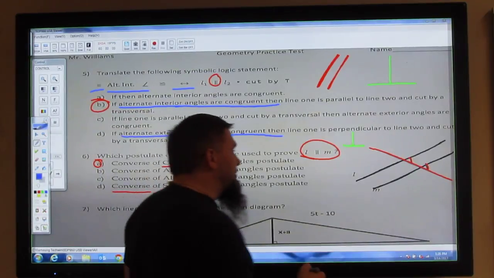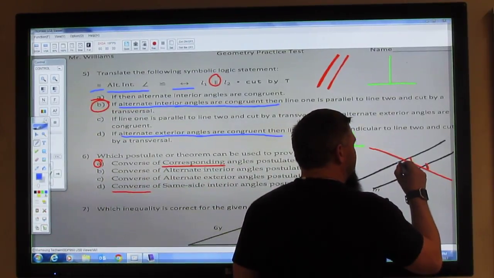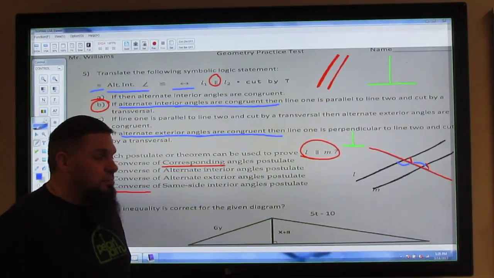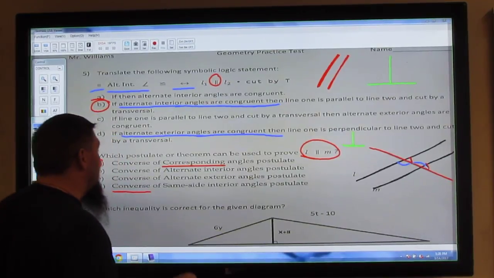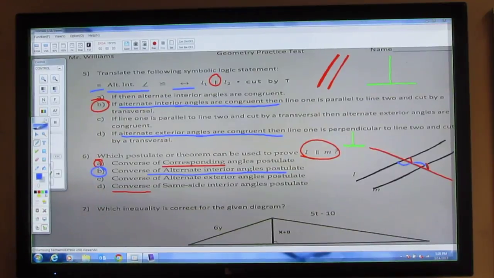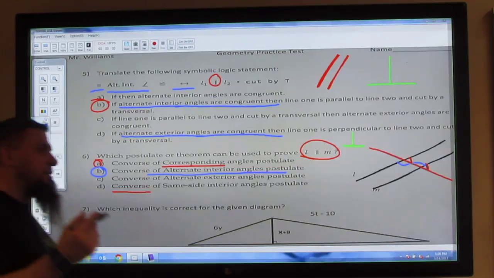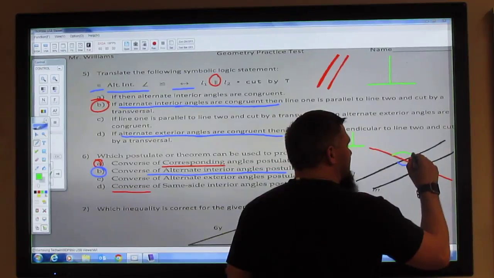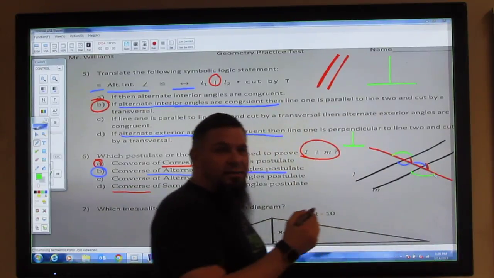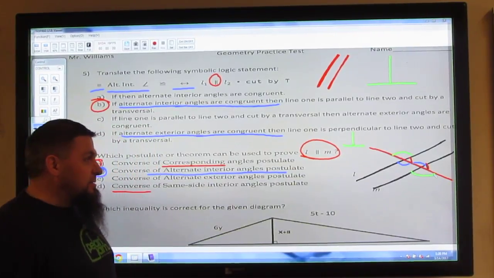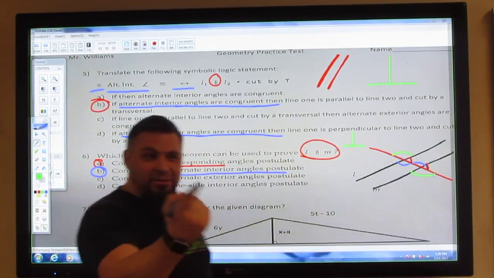Alternate interior angles. This would be alternate interior angles. Are those congruent? Yeah, they are. Oh, here's another way. What about alternate exterior angles? That would be like this and alternating, so that. Are those congruent? Yeah. Don't they look congruent? Yeah, actually.